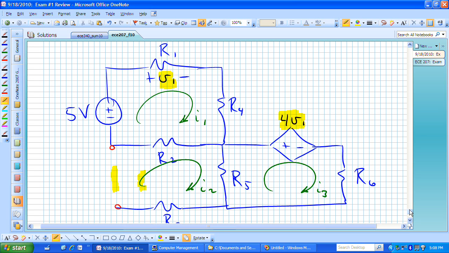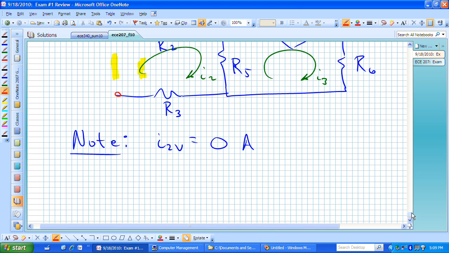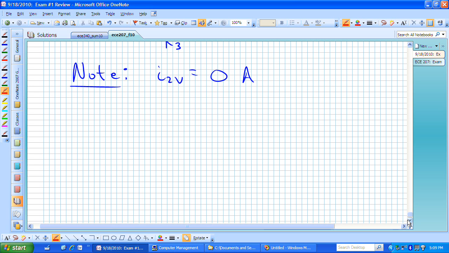Let's do now KVL for mesh 1. We'll have minus 5 plus R1I1, and now let's realize that V1 again is R1I1. R1 is 1, so V1 remains I sub 1 when we need it. And then we'll have R4 and R2 to worry about. And remember, I sub 2 is 0. Even though we've sketched it just to keep track of it, it does not contribute to any of the voltage drops that we're going to be computing around these different meshes.